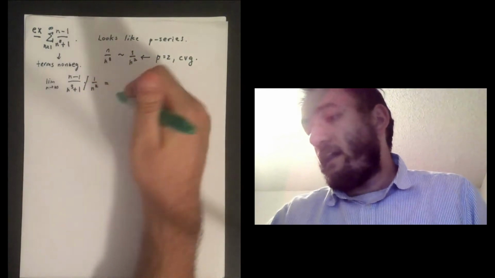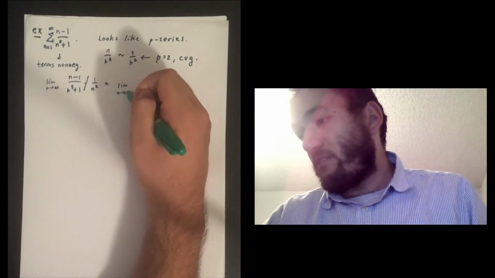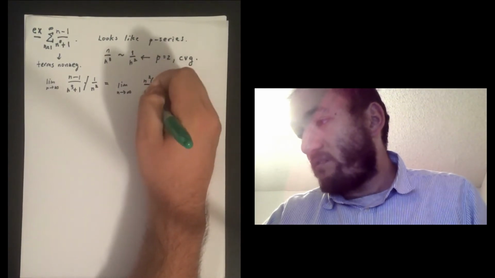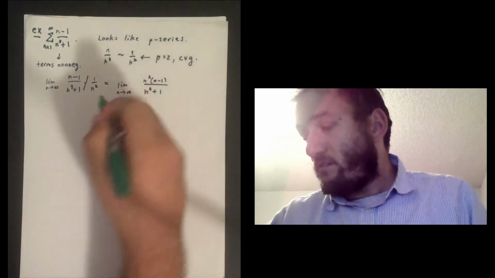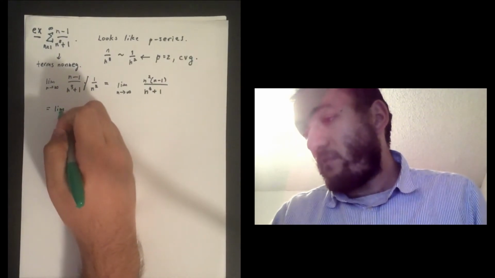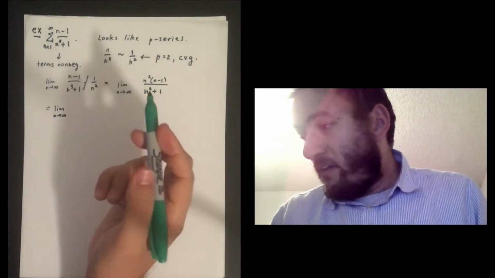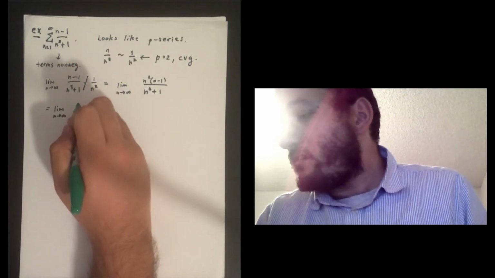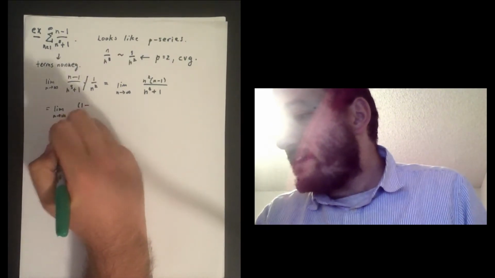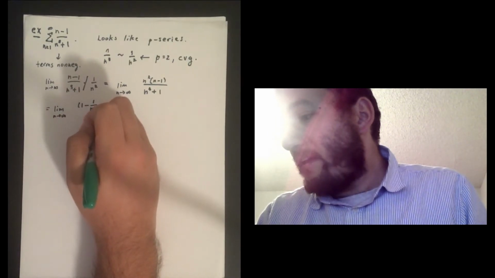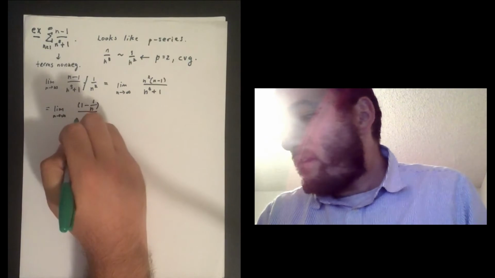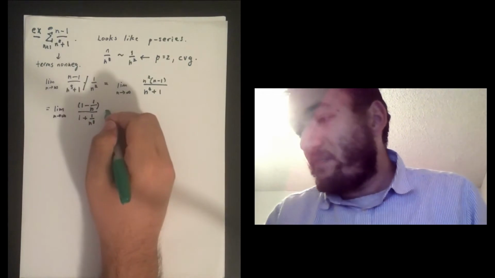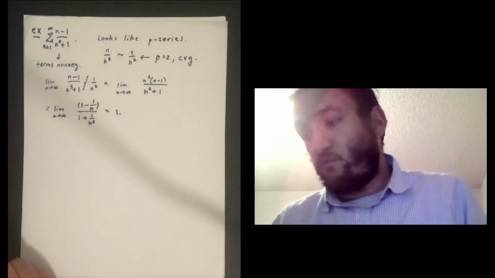Then carrying out this limit, we have the limit as n goes to infinity of n squared times (n minus 1) divided by (n cubed plus 1). We can divide top and bottom by n cubed to simplify matters, and we're left with 1 minus 1 over n, divided by 1 plus 1 over n cubed. And this limit is plainly 1 over 1, or just 1.